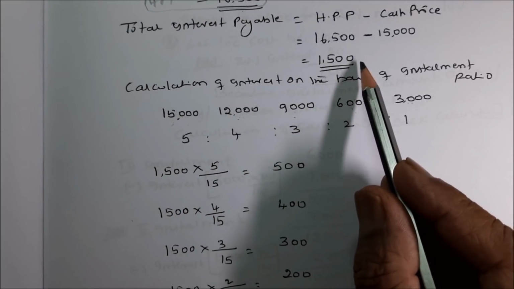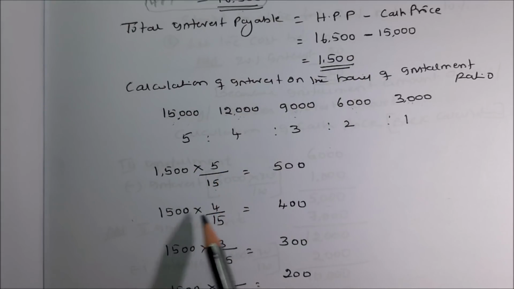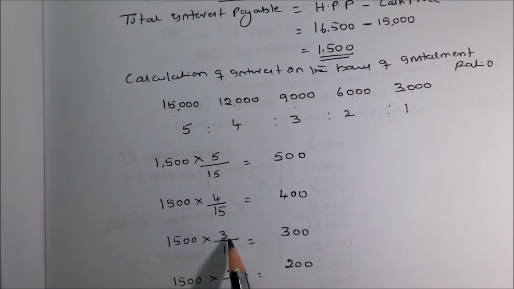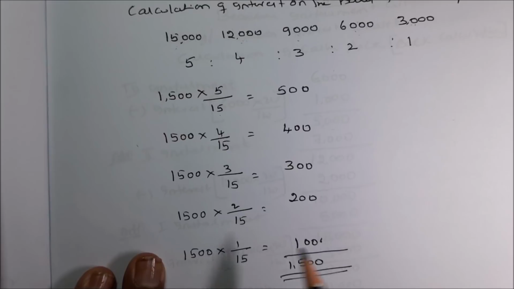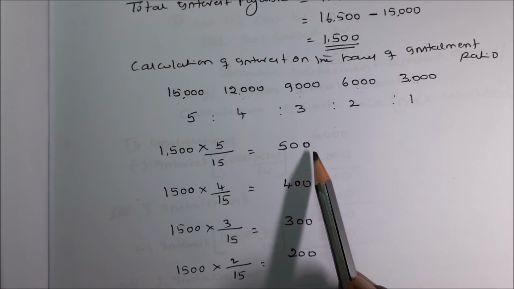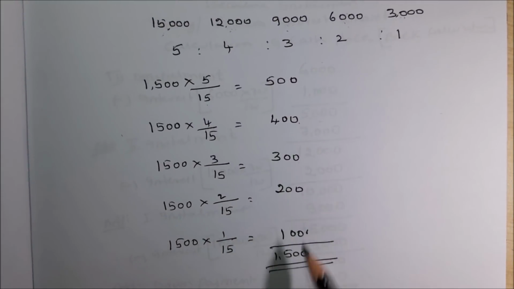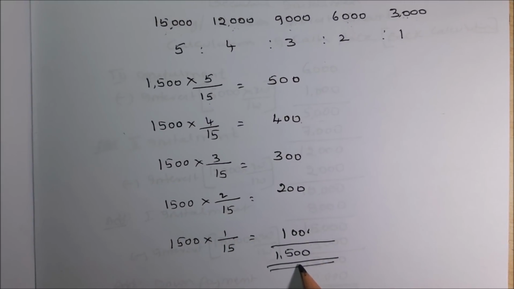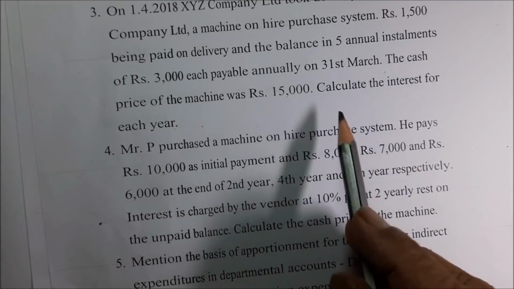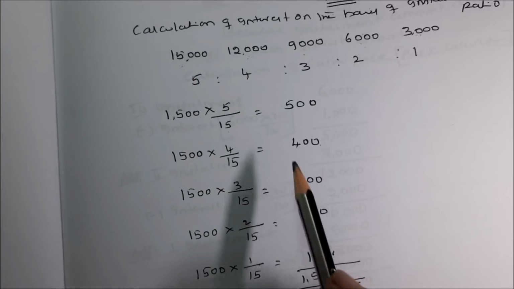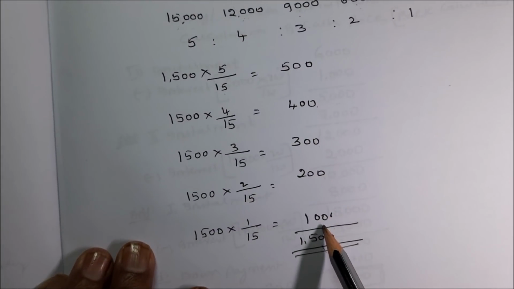The total interest is 1,500, so 1,500 into 5 by 15, 1,500 into 4 by 15, 1,500 into 3 by 15, 1,500 into 2 by 15, then 1,500 into 1 by 15. Then each installment's interest is 500, 400, 300, 200, then 100. When you add, it comes to 1,500. So it is very simple. The question paper says to calculate the interest for each year. Each year's interest is 500, 400, 300, 200 and 100.